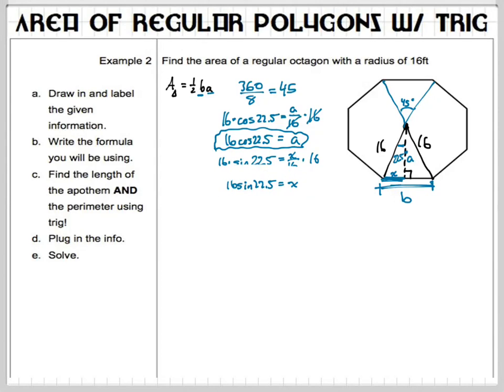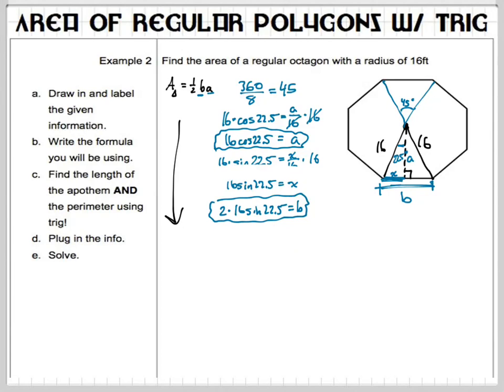So if I double that, that would be 2 times 16 sine of 22.5. That equals B. That's what I want. Okay, I'm going to squiggly box that. Okay, so we got our B, yay. We got our A, yay. Now can we find our area? Yay. Let's do it. Alright, let's bring this guy down right here.